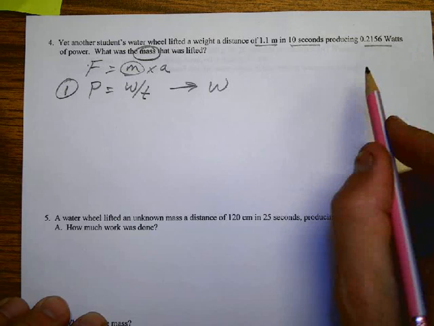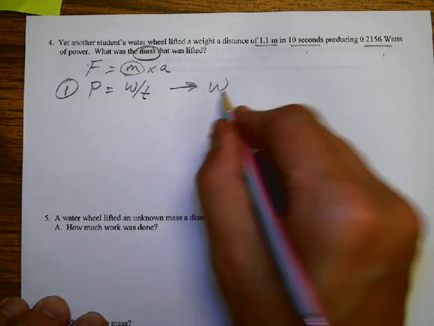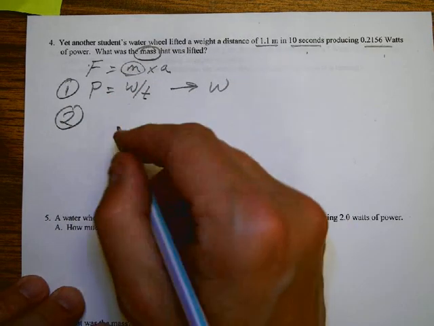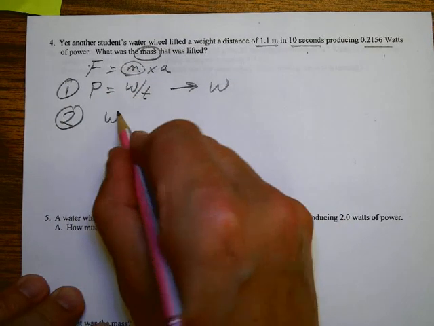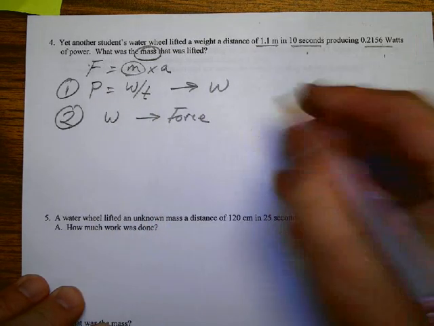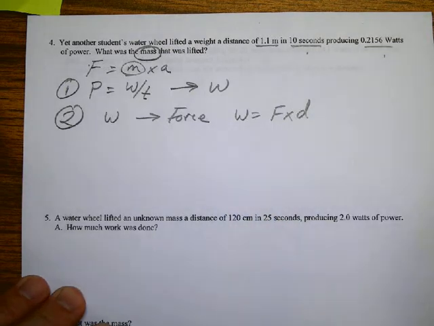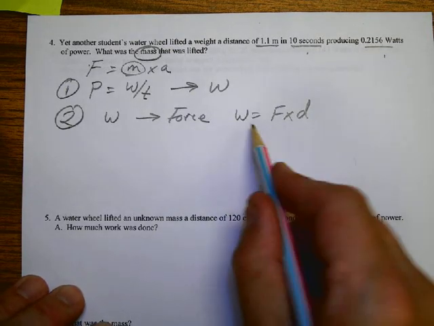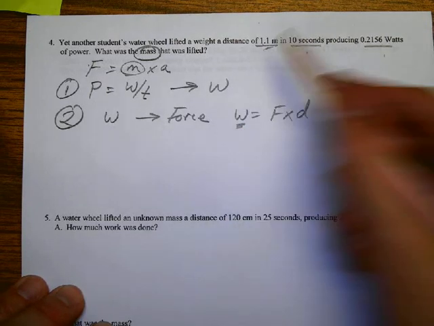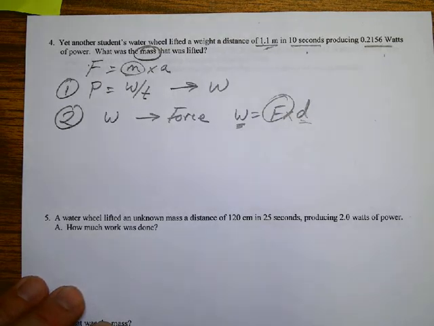We've got time here, we've got the power, you find the work. In step 2, from the work, you can find force. So work equals force times distance, and we know work from step 1. We know the distance from the information we were given, so you can solve for force.